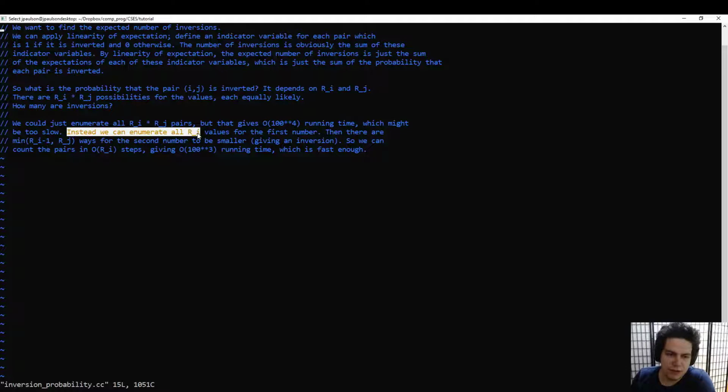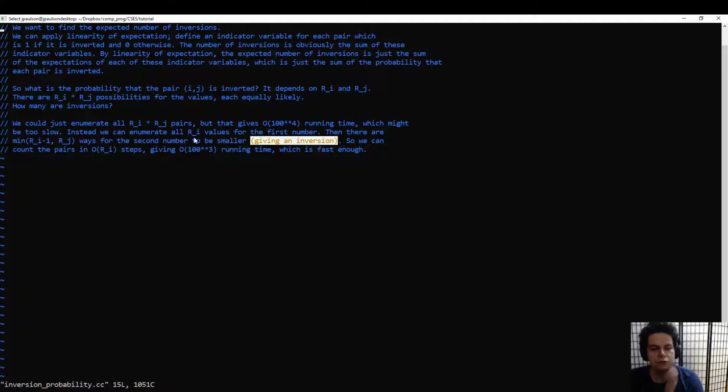But actually, we can shave off a factor of 100 by, instead of enumerating both numbers, just enumerating the first number. And then, to be an inversion, we would want the second number to be smaller. How many ways are there to do that? Well, it has to be smaller than the first number and up to the bound of the second number. So there's that many ways to choose the second number to be smaller, and each of those counts as an inversion. So, instead of enumerating all the Rj, we can just, in constant time, figure out how many give an inversion. And this gives us 100 cubed running time, which should be fine. So that's the idea. Let's go ahead and actually code it up.